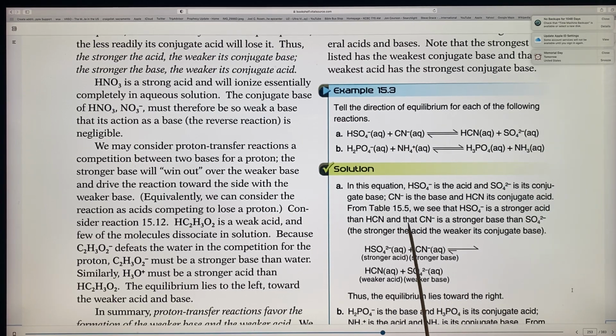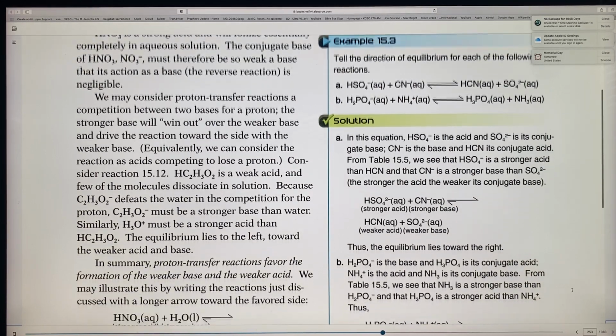Then we look at this: the HSO4 here is stronger from that table than HCN right here. And CN is a stronger base, and this is going to be weaker. So the stronger the acid, the weaker its conjugate base. So the equilibrium is always going to lie on the weaker side. It's going to be strong going in, but weak coming back. So it shifts to that other side. Remember the shift that we had before.